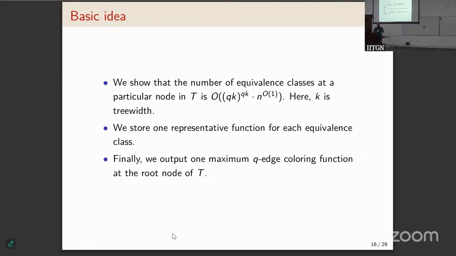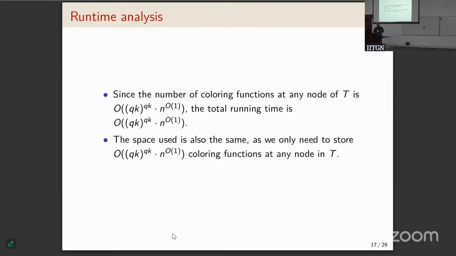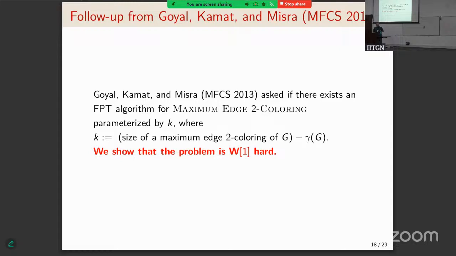So finally, at the root node, we can output one q-coloring function with the optimal number of colors, because we are considering all possible coloring functions for this coloring problem. So at the root node, I will get one particular coloring function for finding the optimal number of colors. And since the number of coloring functions is upper bounded by this factor, the same would be the time and space complexity. And this is the idea behind our first result.